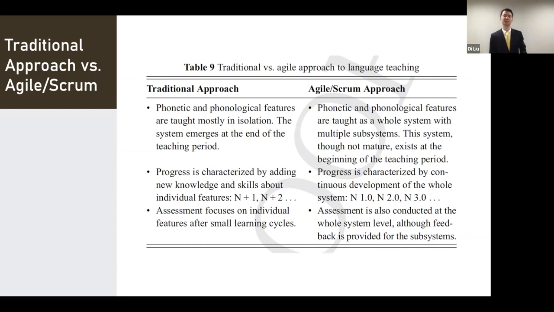different features of pronunciation. Whereas in the Agile or Scrum approach, phonetics and phonological features are taught as a whole system with multiple subsystems. And the systems, although not mature, exist at the beginning of the teaching period. So we're trying to optimize an already existing system.